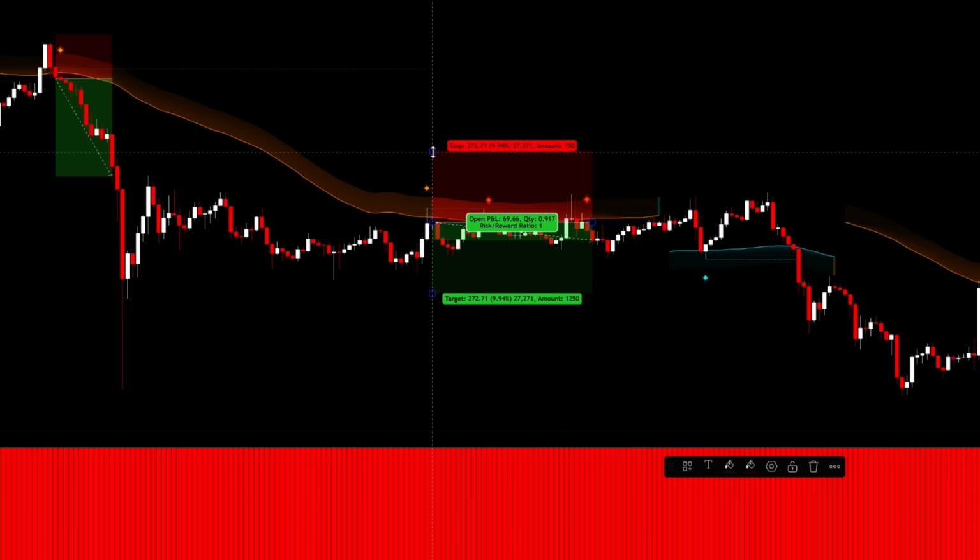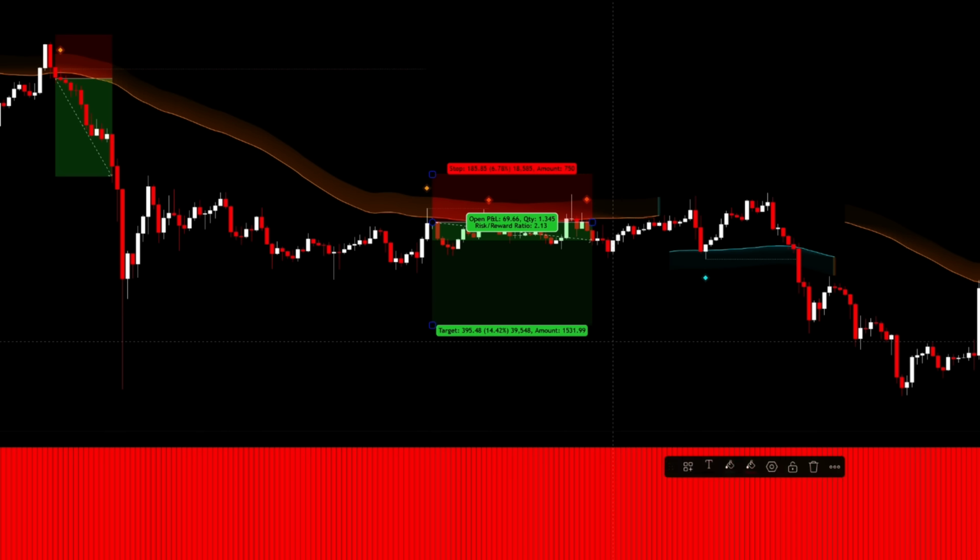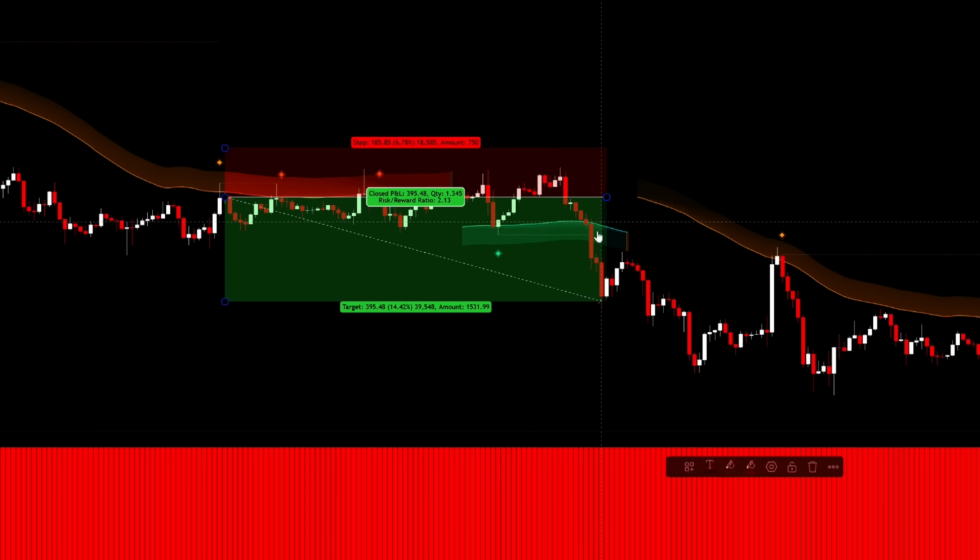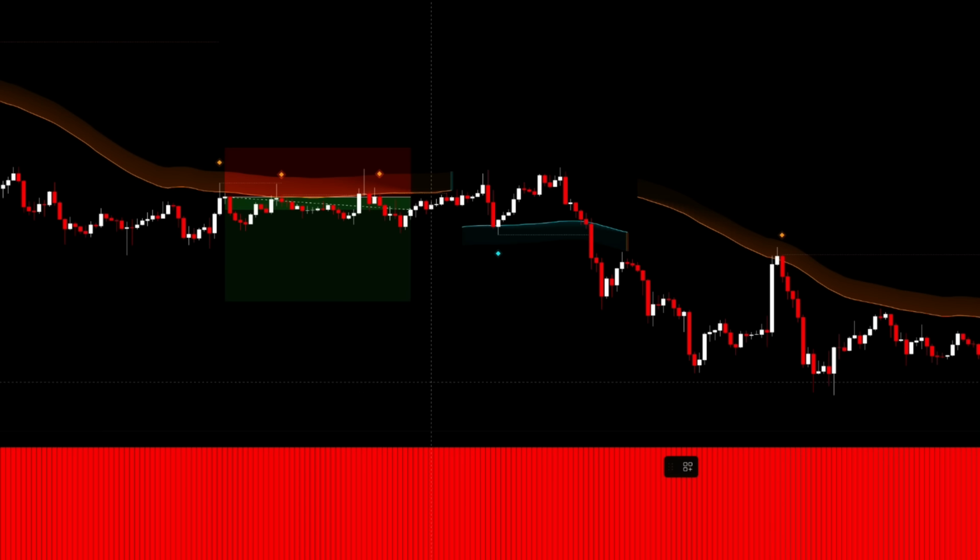Now you have a complete trading framework. Spectre Cloud for structure, Donchian ribbon for momentum, and your own discipline for risk control. This is how you remove noise, stay consistent, and trade with confidence, not emotion.